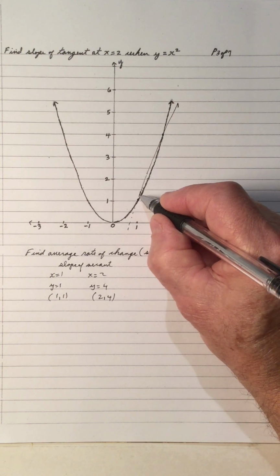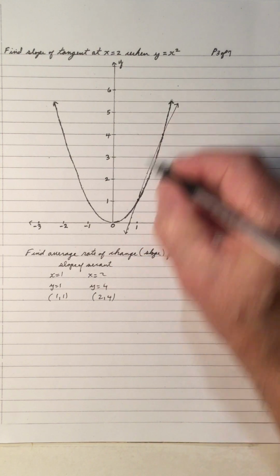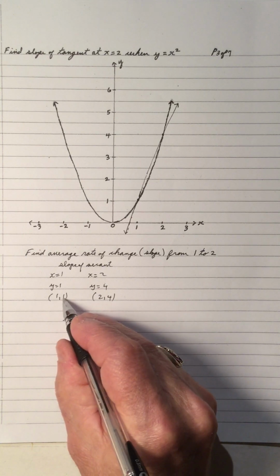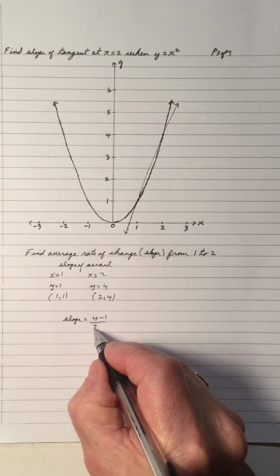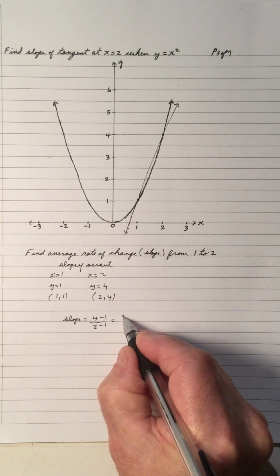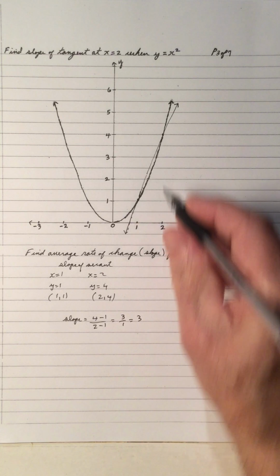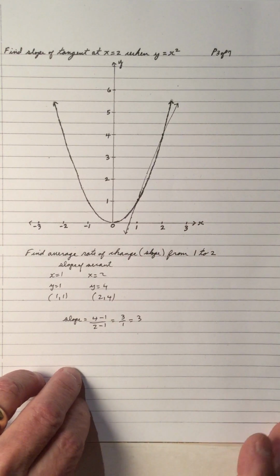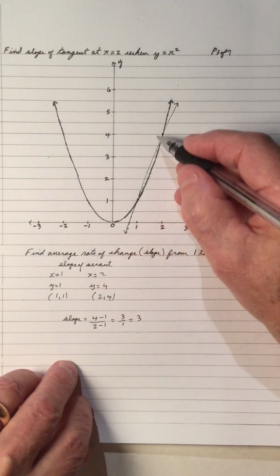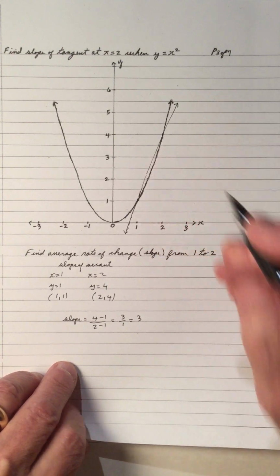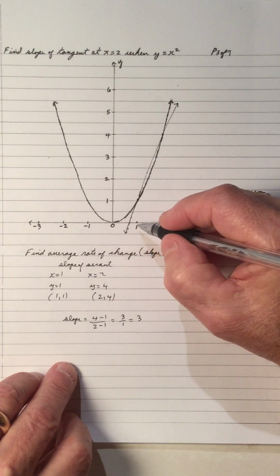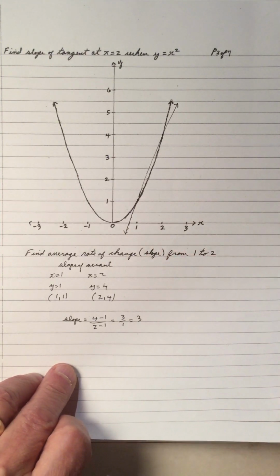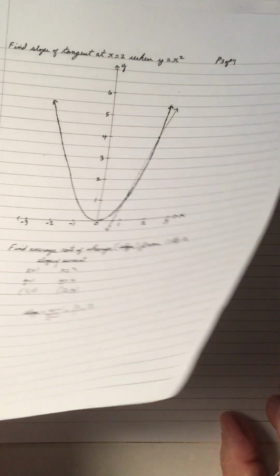So this is the secant we're talking about. The slope of that secant is y2 minus y1 over x2 minus x1. So that's 3 over 1, or 3. So the slope of this secant is 3. And we'll continue. Notice I did a 0 to a 2, now I'm doing a 1 to a 2. So I'm moving closer and closer to this value of x, going to the right. So let's get closer and closer to 2.